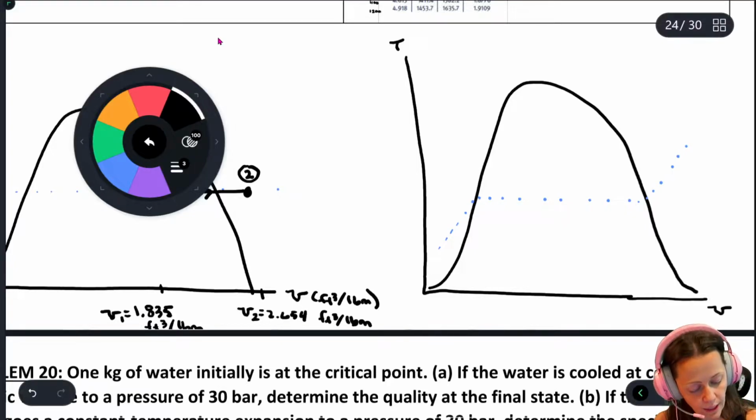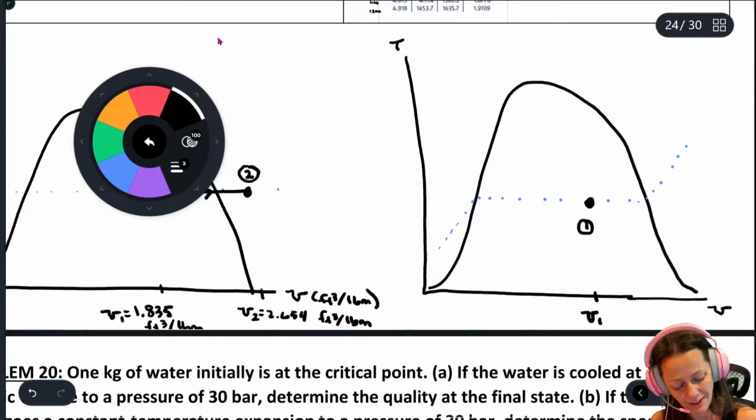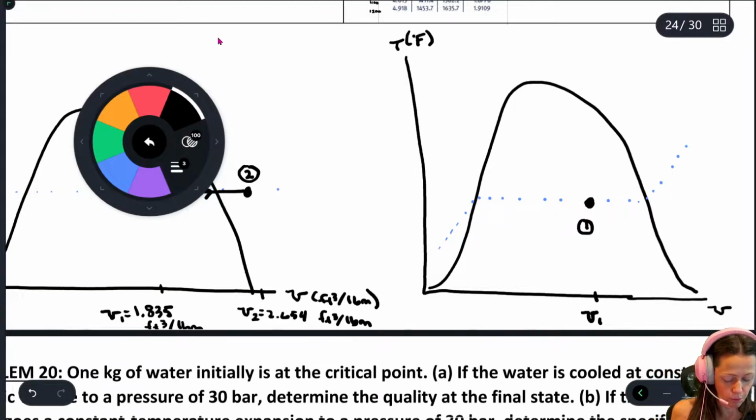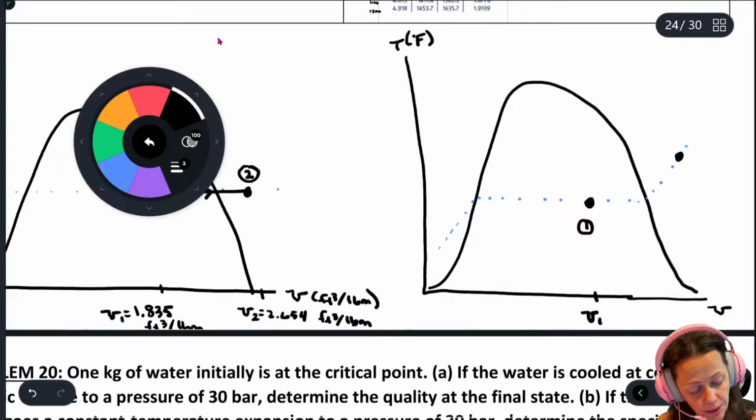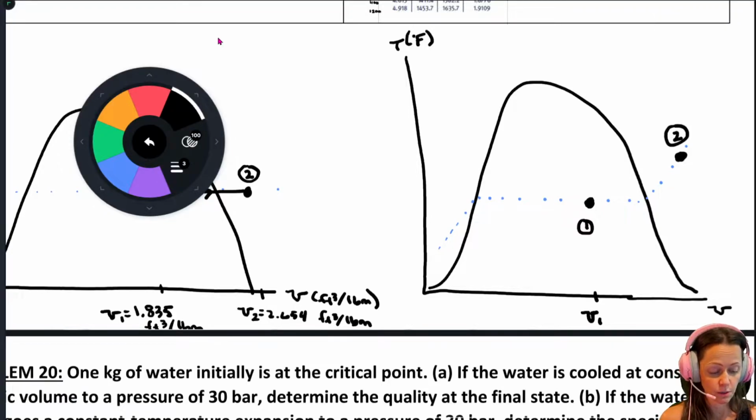So at state one, I know it's two-phase, great. There's state one, here's V1. I don't really need to put anything else there. I don't need to put 1.835 feet cubed per pound mass because I've defined that elsewhere. And then state two is out in the superheated region. And I'm going to draw my process path along that constant pressure process line.